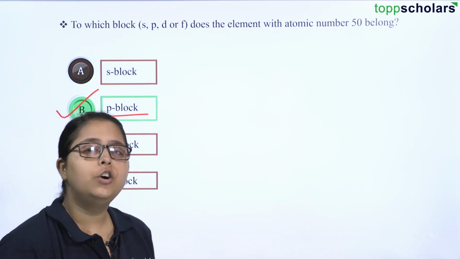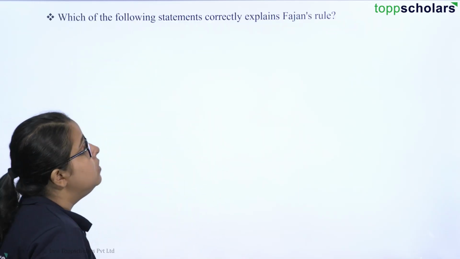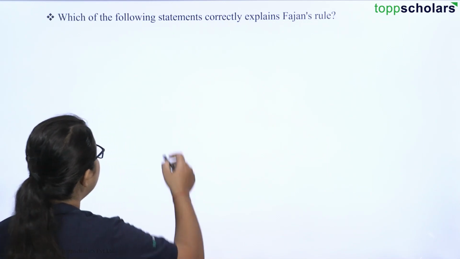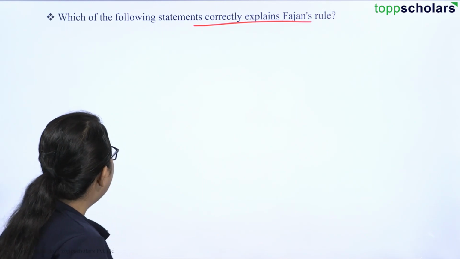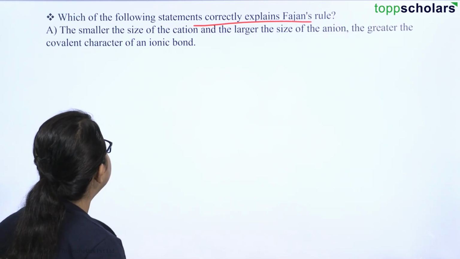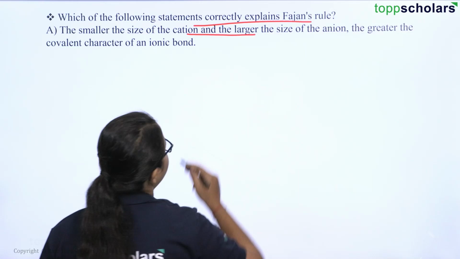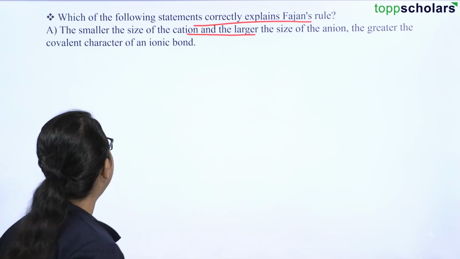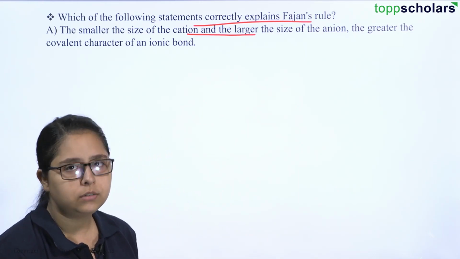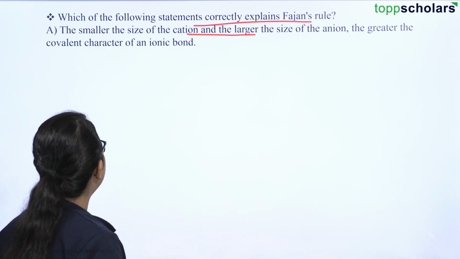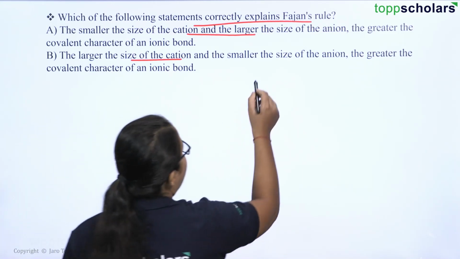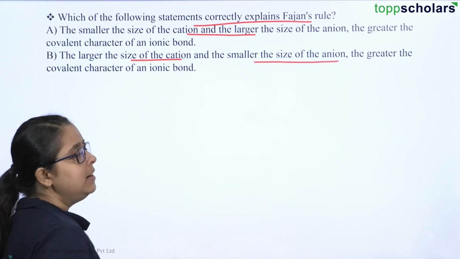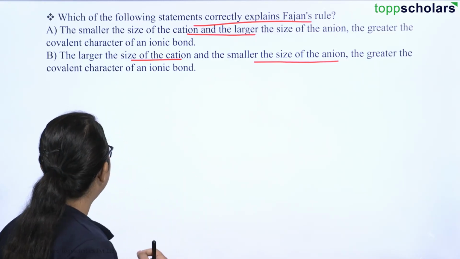Now friends, let us move on to the next question. The next question we are having is asking us about Fajan's rule. The question says, which of the following statements correctly explains Fajan's rule? Over here, we have the first statement which says, the smaller the size of the cation and larger the size of the anion, the greater is the covalent character of the ionic bond. Then we have statement B which says, the larger the size of the cation, it is just the opposite, and the smaller the size of the anion, the greater is the covalent character of an ionic bond.